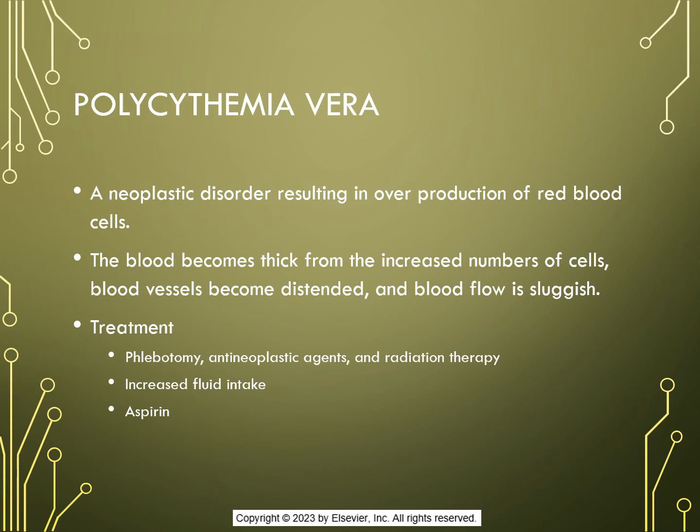Phlebotomy, anti-neoplastic agents, and radiation therapy can all be used. In phlebotomy, a blood vessel will be pierced and blood drawn off. As much as 500 milliliters of blood at a time can be withdrawn every 2 to 3 months. Increased fluid intake is essential to decrease blood viscosity, and aspirin can be used to decrease platelet clumping and clot formation. Secondary polycythemia does not have the same effects as primary polycythemia.